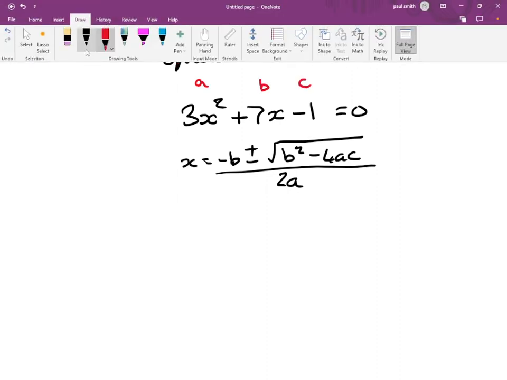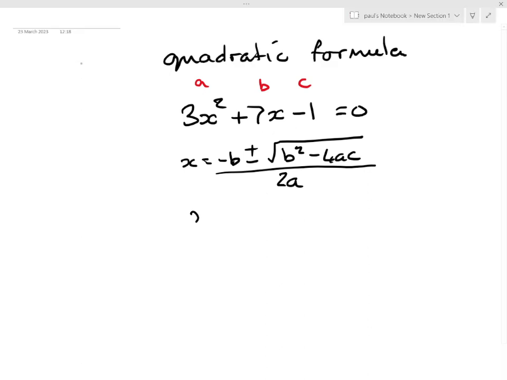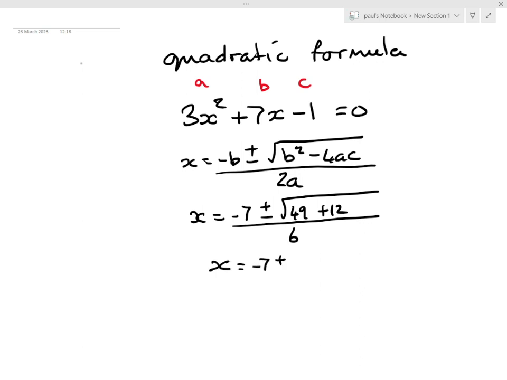And what you do is you replace all the values of the terms in place of the letters a, b, and c. So we get x is equal to minus b, which is 7, so minus 7, plus or minus the square root of b squared, which is 7 squared, which is 49, and then minus 4 times a, which is minus 12. Minus 12 times minus 1 is plus 12. And underneath it's 2 times 3, which is 6. So 49 and 12 is 61. So you get x is equal to minus 7 plus or minus the square root of 61 over 6.